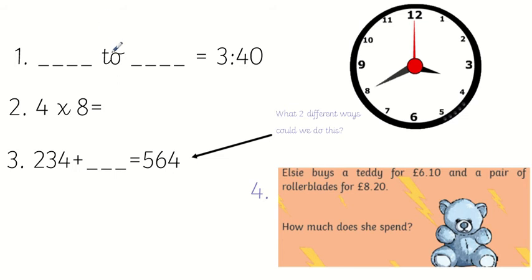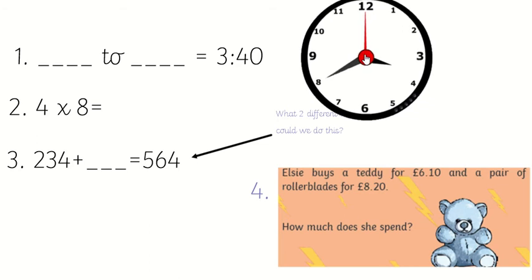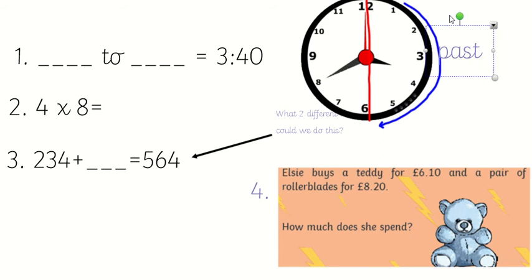Number 1, something to something equals 340. Now I can already notice that this is digital time. I can use an analog clock to help me. So I have one here. When we have a clock face, we normally split it in half to help us think about times that are going to be to the hour and times that are going to be past the hour. So on the blue side here, where I'm drawing my arrow, this will be a time past the hour.